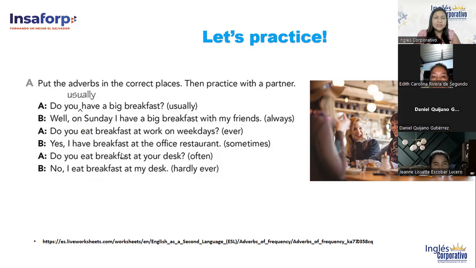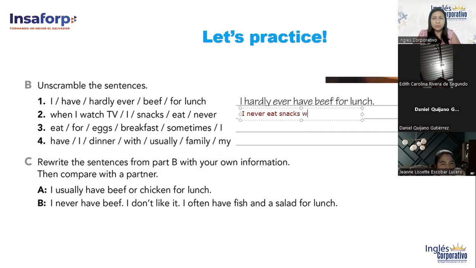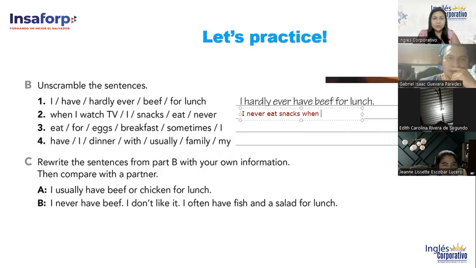Okay. Now, in the next slide, guys, we are going to unscramble the sentences and put them in order. So you are going to tell me. For example, the first is, I hardly ever have beef for lunch. Okay, what about number two? I never eat snacks when I watch TV. Very good. Number three.